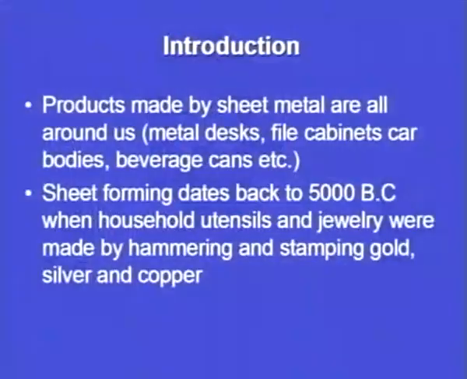So, sheet metal forming is nothing new. It dates back to 5000 BC when household utensils and jewelry were made by hammering and stamping gold, silver and copper. So, in 5000 BC, people used to hammer sheets of gold, silver or copper, and they were making utensils or jewelry. Similarly, these processes have been developed over the years and certain new design aspects have been added to get the product up to the desired level. So, sheet metal operations basically are very important in manufacturing technology, and we need to understand the basics and the fundamentals of sheet metal working operations.